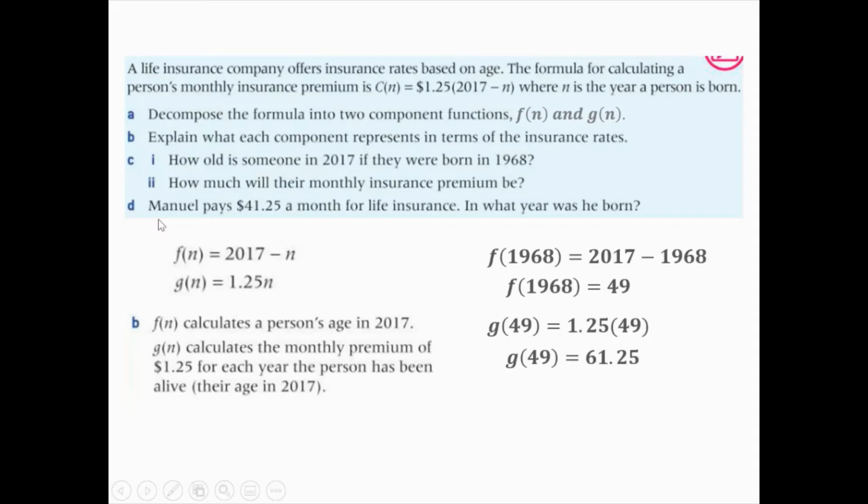Okay, so let's try D. Manuel pays this amount per month. In what year was he born? So in this case, you can, again, go through both of our component functions, working your way backwards, or in this case, I did go back to the original. I put in 41.25 for C of n, which is our monthly premium, and solved it backwards to find out he was born in 1984.